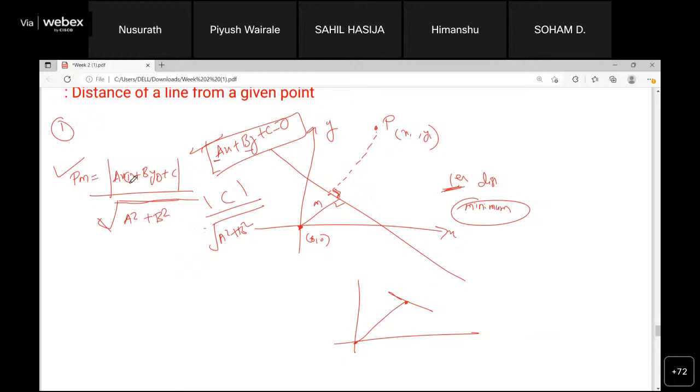So this is a simple one. If you are given the equation of a line, just put the coordinates of that point and take the coefficients of x and y. Just take the under root and square it. That's it. Just remember this formula, the distance of a point from a given line.